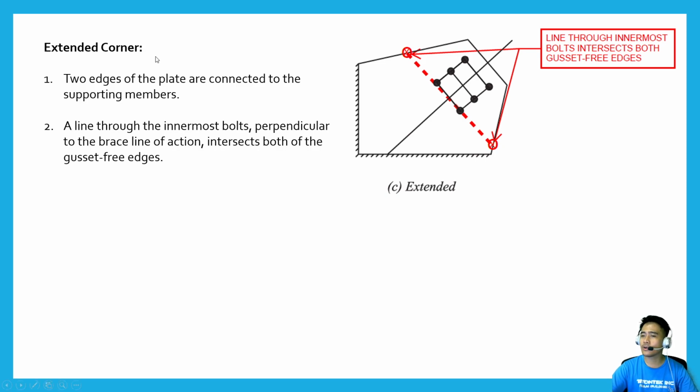Extended corners usually occur on seismic connections. It's because there's a certain distance that the gusset needs to be pulled from the connected edge. It's a criteria in the seismic specification.